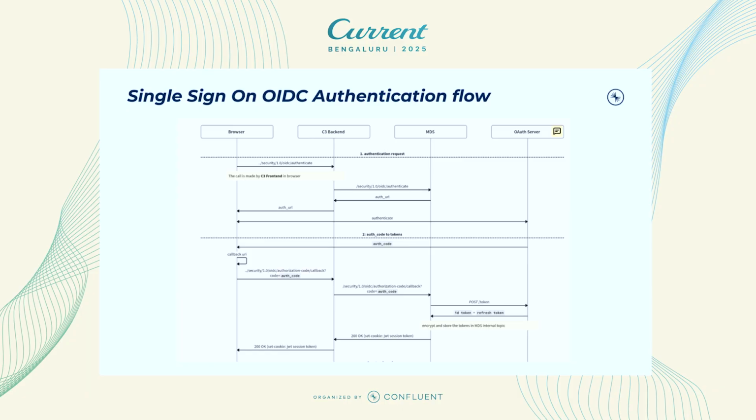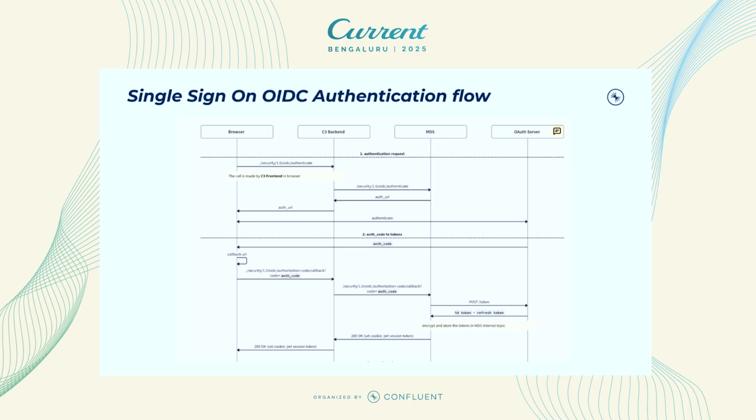Now the browser has the auth code with itself, and then the browser will pass it to the MDS. Now MDS has the auth code. MDS, as we know, is the only component in the CP which is responsible for authenticating through the IDP, or the identity provider, or any user store per se. So now with this auth code, the MDS will do a POST call to the OAuth server, that is /token. We'll configure the token endpoint URL also in our C3 configuration.